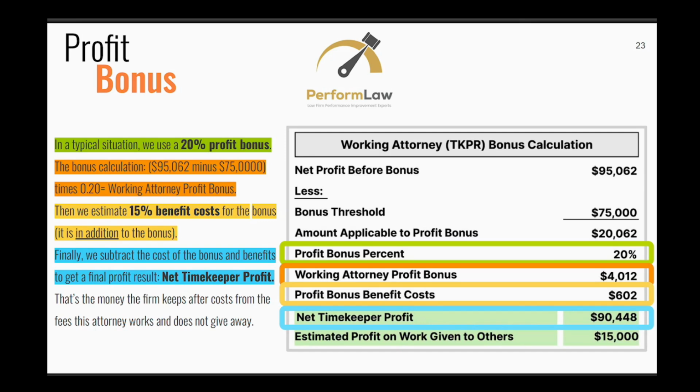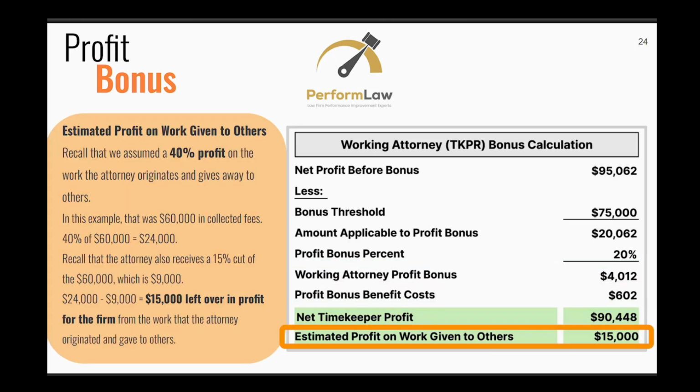So you add those two things together, subtract that from the $95,000, and you end up with a net timekeeper profit of $90,448. So that's after you've bonused the attorney. And then finally at the bottom we have $15,000 estimated profit on work given to others. That's using the 40% assumption that I talked about earlier.